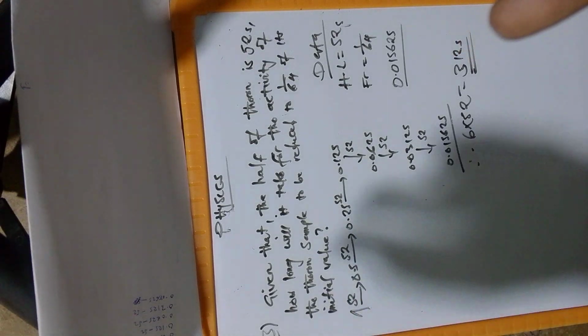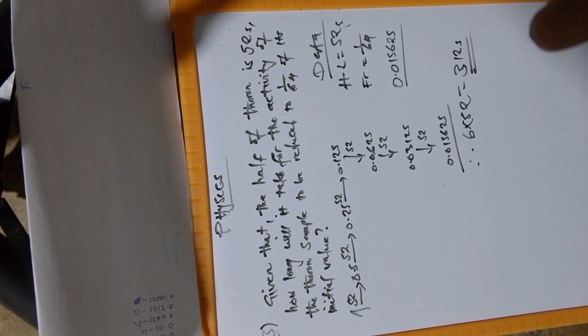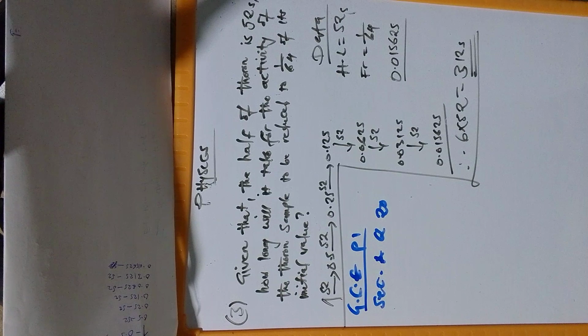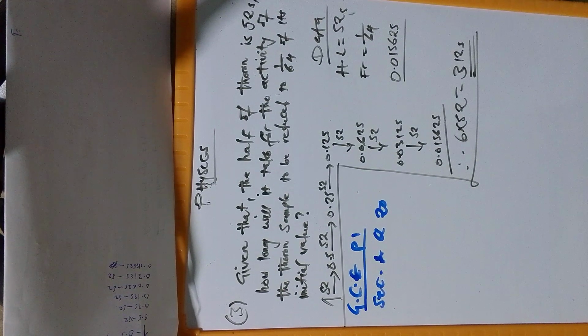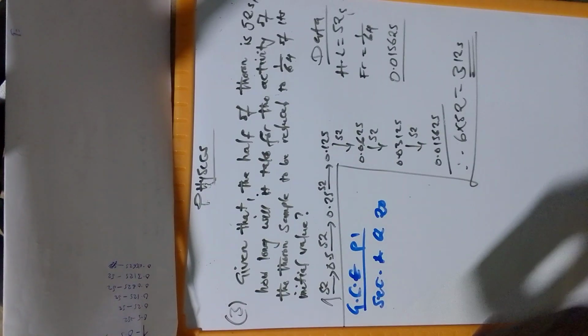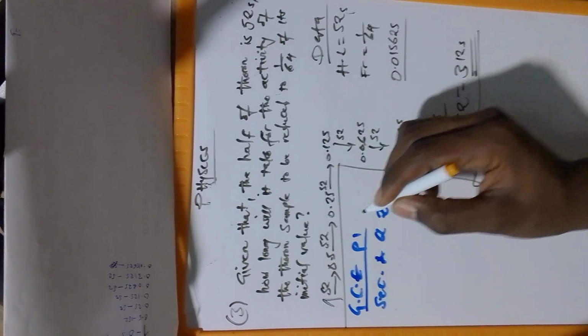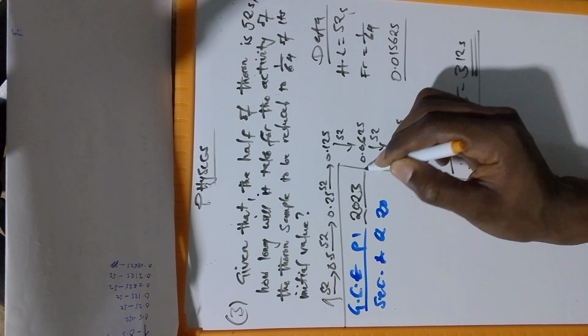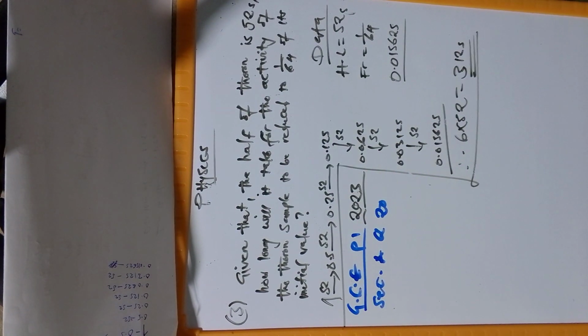So let me put some question numbers, then we call it a day. Okay, so that is the question. We'll see 2023 GC paper 1, 2023. Check from that paper and see how you can answer the half-life question from section A.